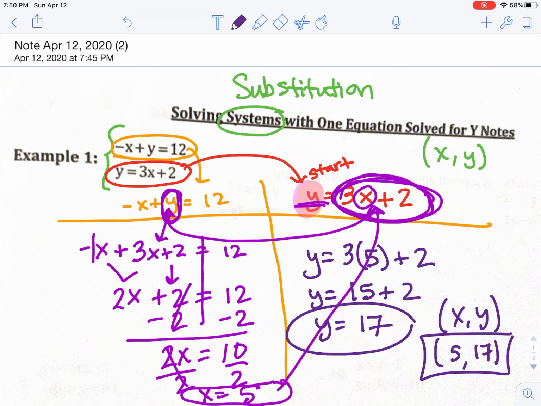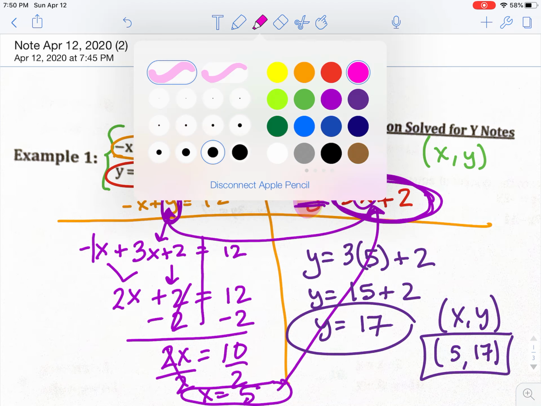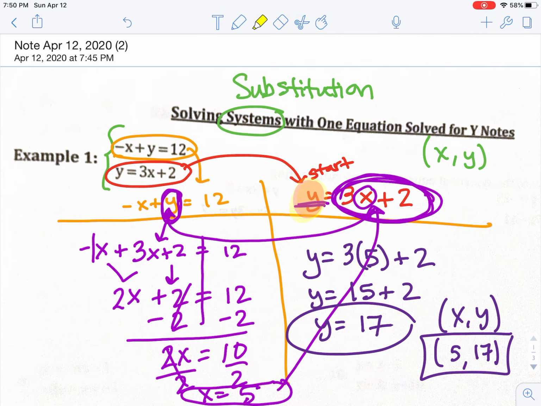Okay, so it's the same process. Everything you're going to be doing is pretty much the same, except one of the equations, you have to know which equation to start with. So you always want to remember to start with that equation that has the y equals. So look for that equation that has y equals and start with that one.